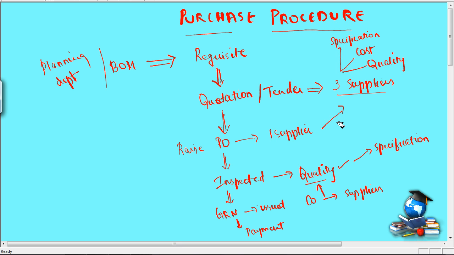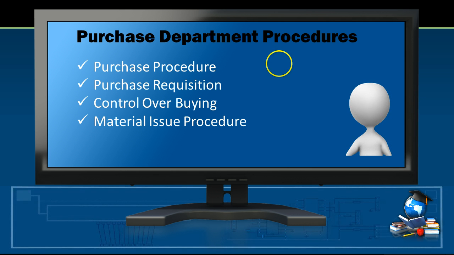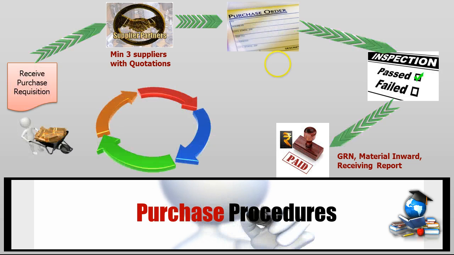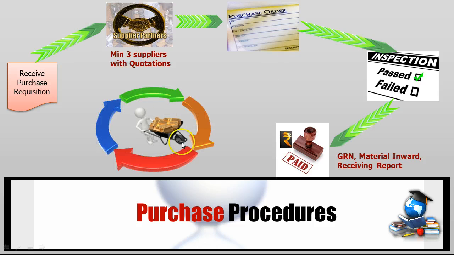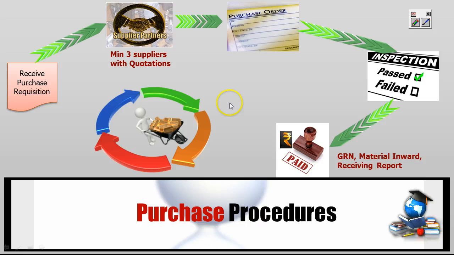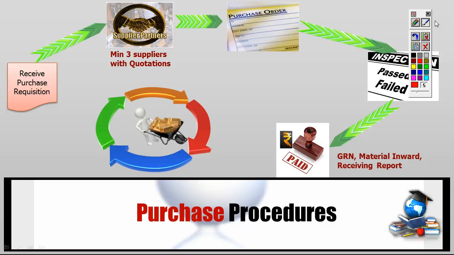Now let us go to the PowerPoint. So this is a summary of what we have seen now. It starts with purchase requisition, and then we said that 3 suppliers will be checked, and then purchase order is issued, and then it's inspected, and then final payment is made.